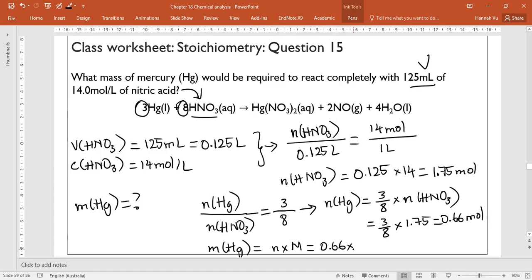Molar mass of mercury. Where is mercury? I can't find mercury. Mercury, where are you? I am looking at a periodic table. 206. Huh. Now that is very interesting.